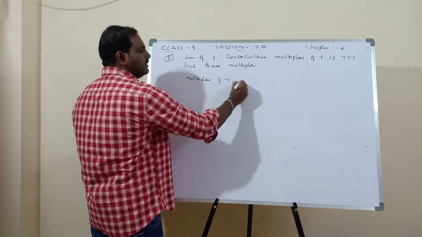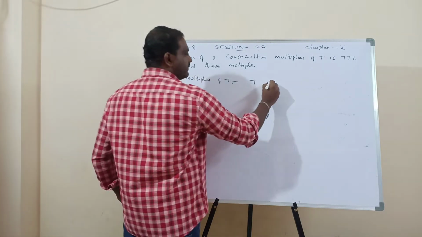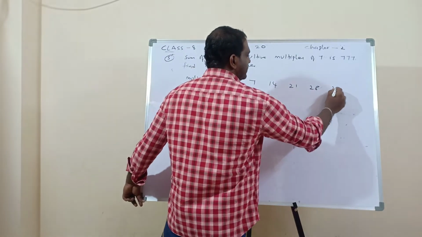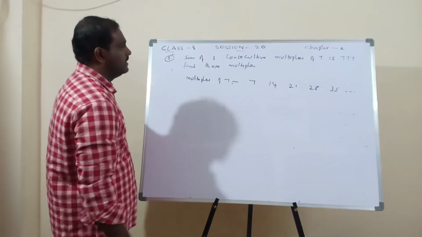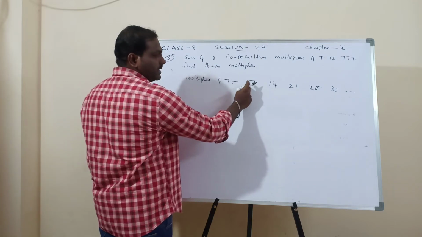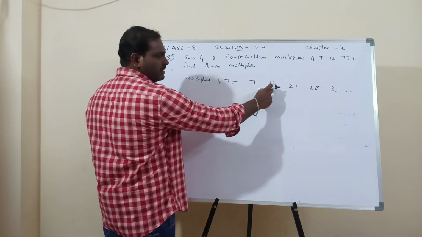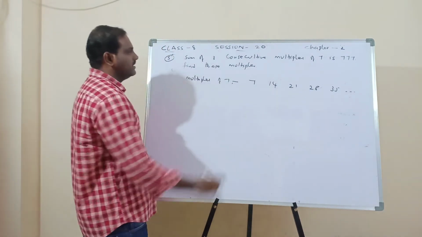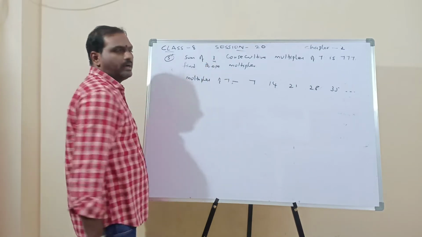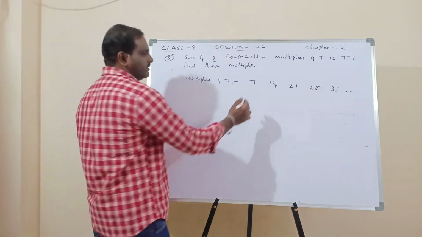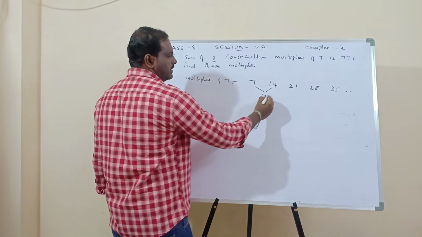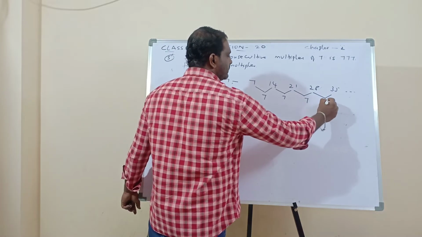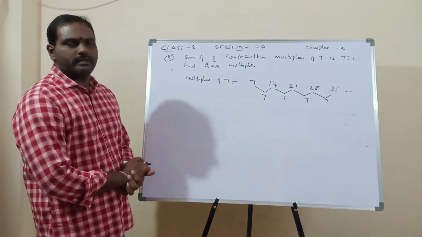Multiples of 7. 7 ones are 7. 7 twos are 14. 7 threes are 21. 7 fours are 28. 7 fives are 35 and so on. Now, what is the consecutive multiple of 7? 14. What is the consecutive multiple of 7 after that? 21. Like this we have to do. Now, this time how many do we take? We have to take 3. So here the difference is 7 each time. So in multiples, we have to take the difference 7.